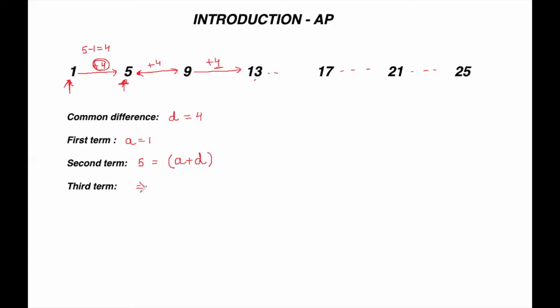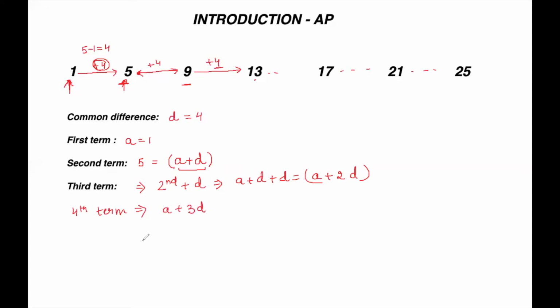Okay. Now what about the third term? The third term is equals to second term plus the common difference, right? What is the second term? It is equals to A plus D, plus D, that is equals to A plus 2D, right? So third term is equals to A plus 2D. Similarly, we can calculate the fourth term. So the fourth term would be equal to A plus 3D.